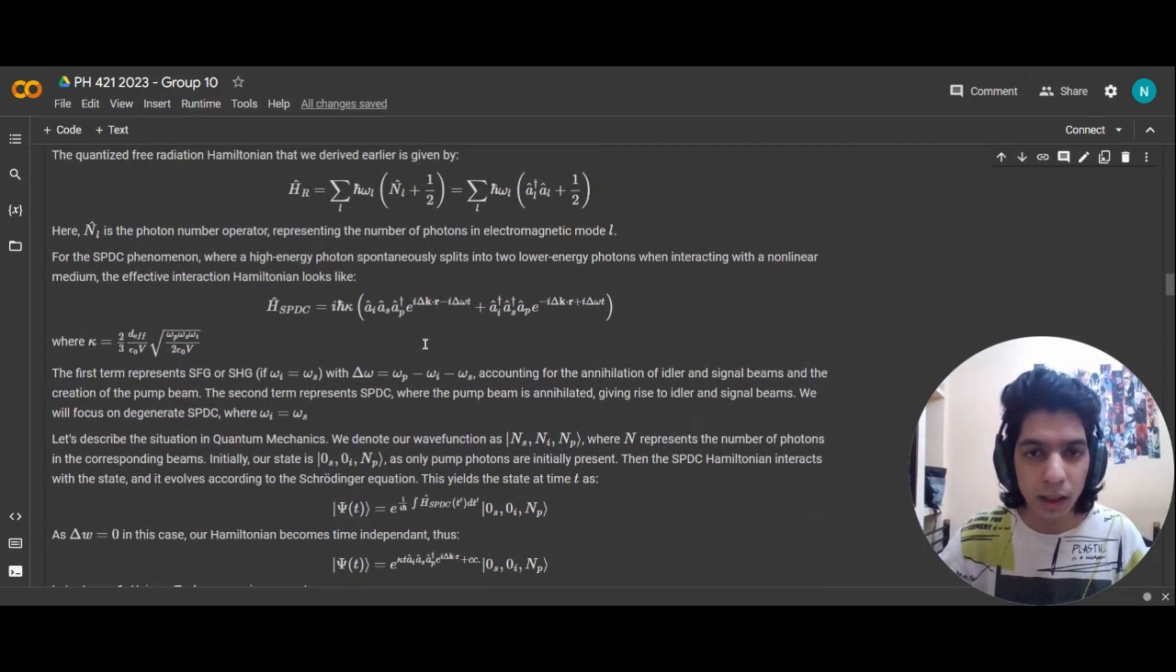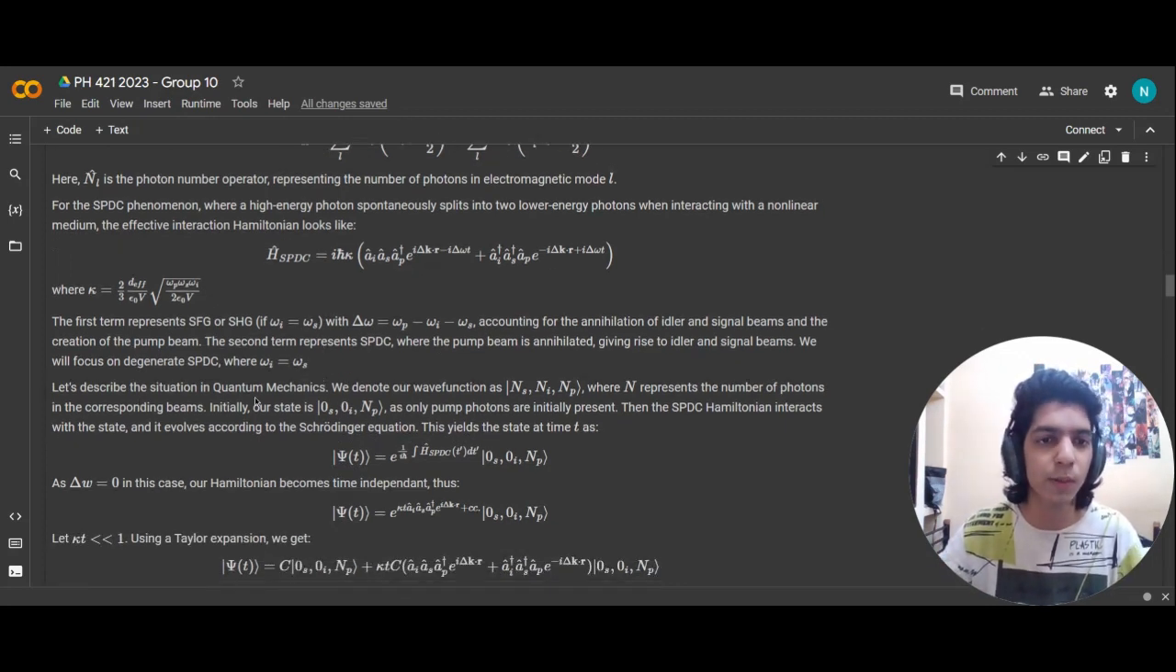And we will work in the degenerate SPDC, where omega I and omega S are the same. So basically, we create twin photons. So let's describe this situation in quantum mechanics. Now we'll visualize this situation in QM.